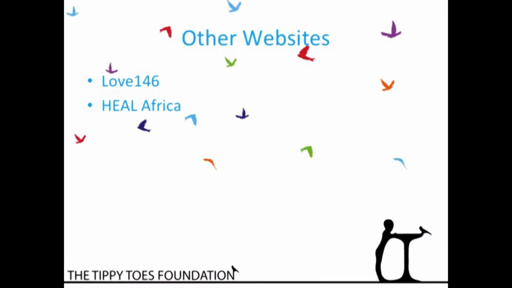One of the things that we did was look at a few other websites to get an idea of what the wireframe should look like and what a good layout would be. We looked at Love 146, which is an organization that works to abolish child trafficking and exploitation. And Heal Africa is based in the Congo, it's for women in the Congo, and it provides health care for gender-based violence.